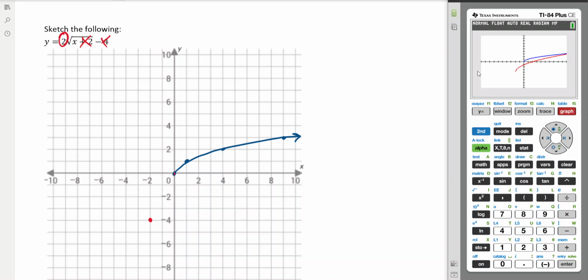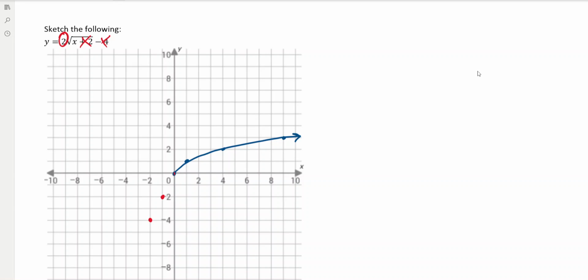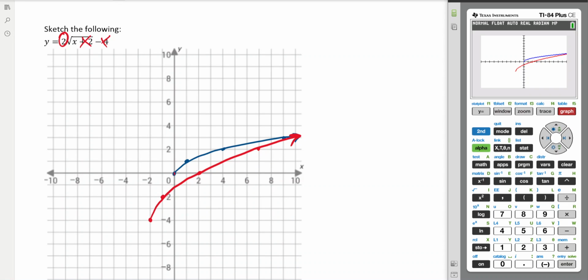So it doubles, so it's going to go like this, and then it's going to go like this. And then it's going to go like this. So it looks a little bit weird, but I think that kind of shows it pretty well.